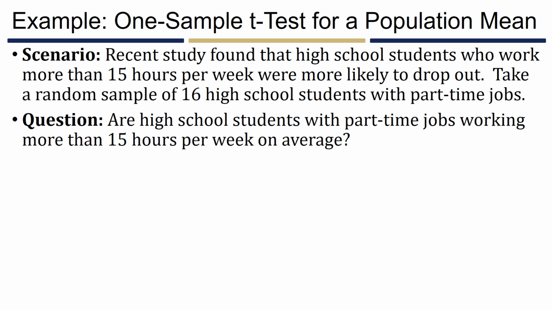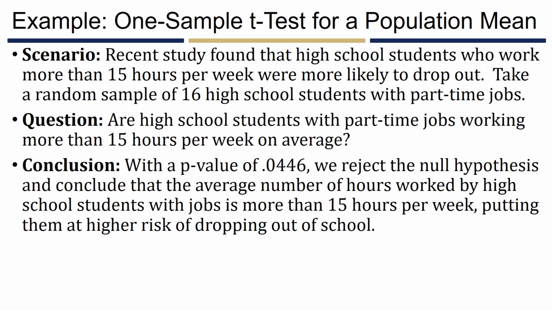In terms of coming to a conclusion, we can take a look at our p-value of 0.0446. We see that that is less than our typical 5% level of significance that we use. So we can say that we will reject the null hypothesis and conclude that the average number of hours worked by high school students who have part-time jobs is significantly more than 15 hours per week. This is also allowing us to conclude that high school students on average are at a higher risk of dropping out of school if they have a part-time job.